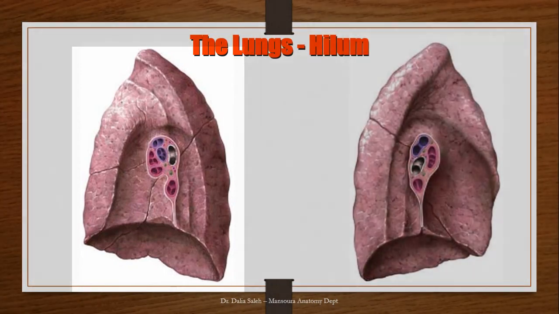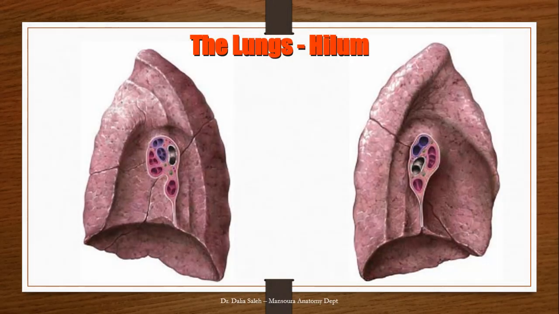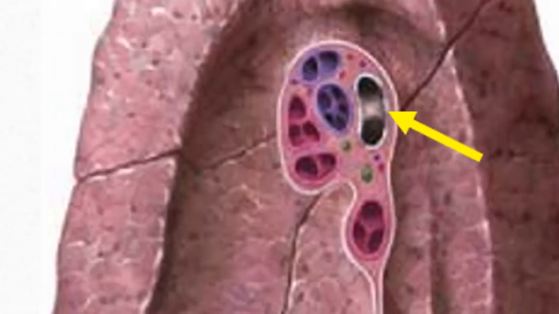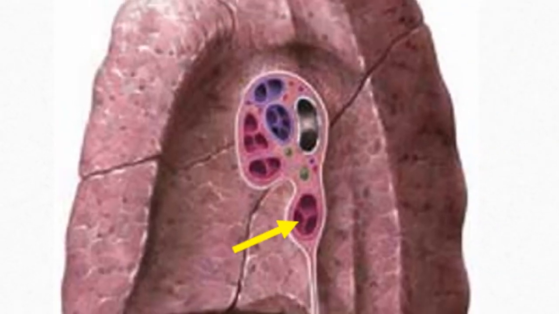Here we can see the right lung and the left lung, how the structures are arranged in the lung hilum, both on the right side and on the left side. We have the main bronchus, the most posterior structure on the left side, the superior pulmonary vein, the most anterior structure, the inferior pulmonary vein, the most inferior structure, and the same arrangement lies on the right side as well. The bronchus will be the most posterior structure, the superior pulmonary vein the most anterior structure, and the inferior pulmonary vein the most inferior structure.